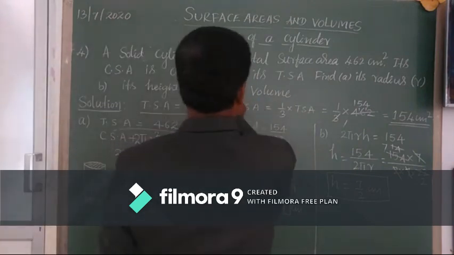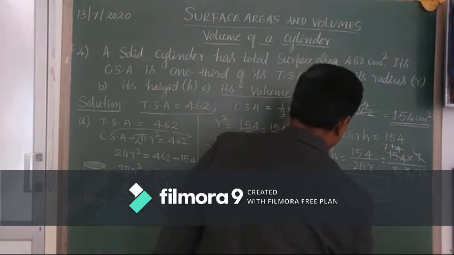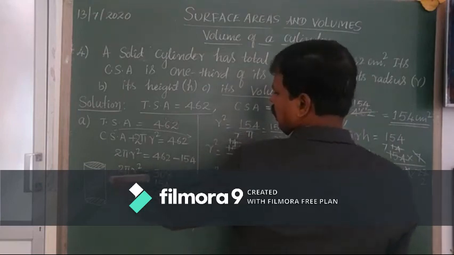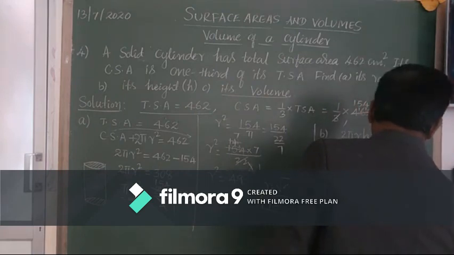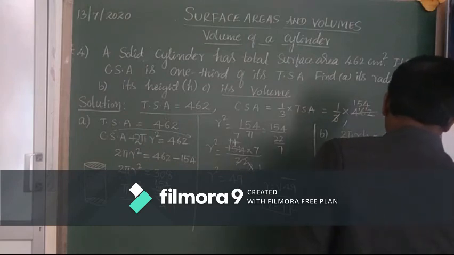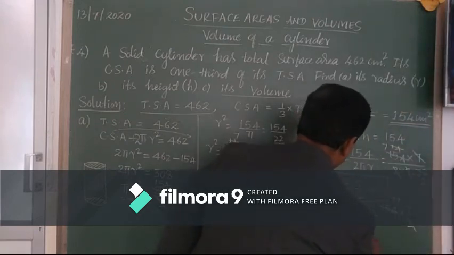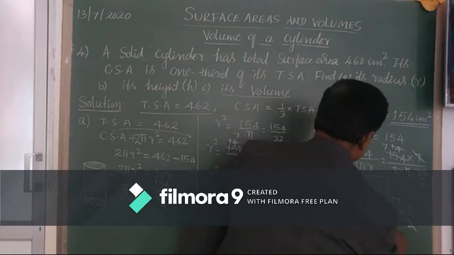Now the third one, C: volume of the cylinder is equal to pi r square h. Here I have taken pi r square as 154, into h which is 7 by 2. So cancel this: 2 sevens are 14. So volume V is equal to 77 into 7, 7 sevens are 49, that is 539 cubic centimeter.